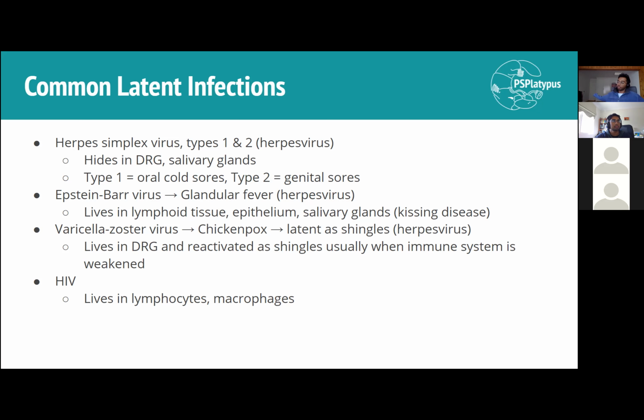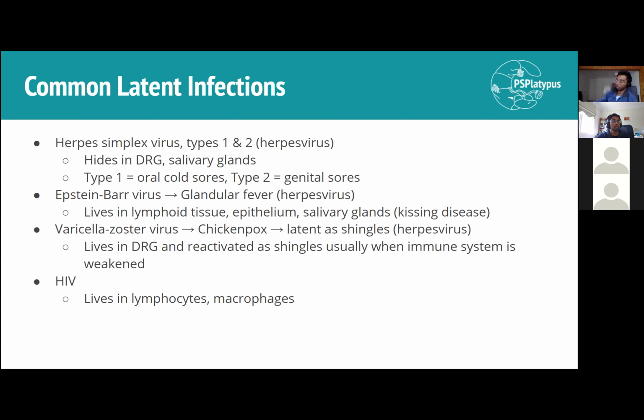We have Epstein-Barr virus, which is glandular fever or infectious mononucleosis, which is another name for it. Another type of herpes virus. So you'll see that in brackets we have herpes virus. It's just the family or the classification of it. Epstein-Barr lives in lymph tissue and also salivary glands, and is also called kissing disease. Varicella zoster, we know that as chickenpox, and it goes latent as shingles, as we talked about just then, latent in the DRG as well.